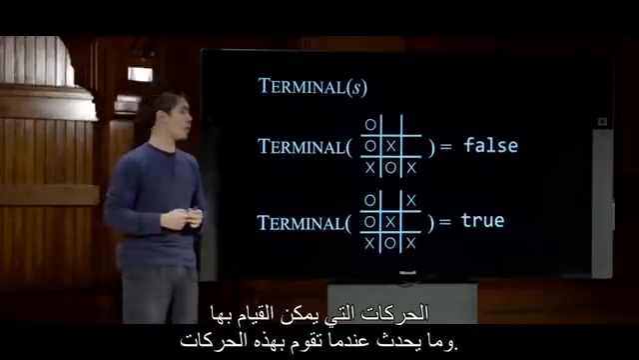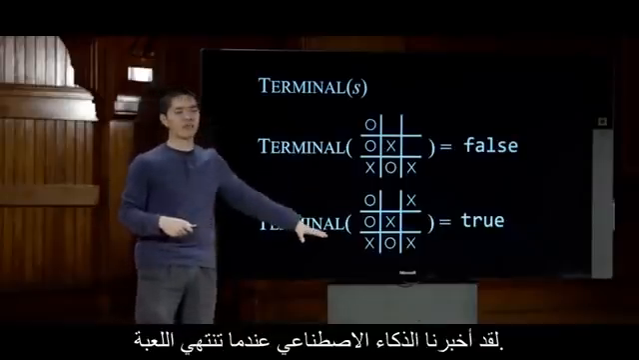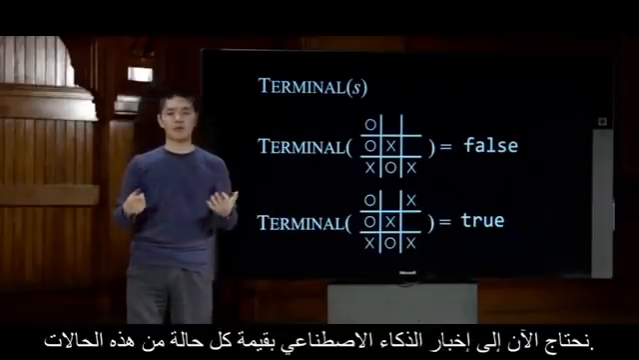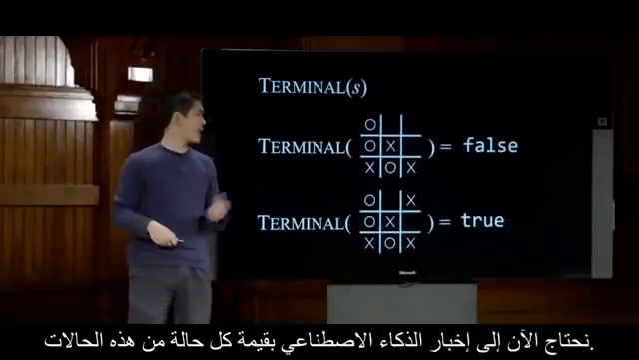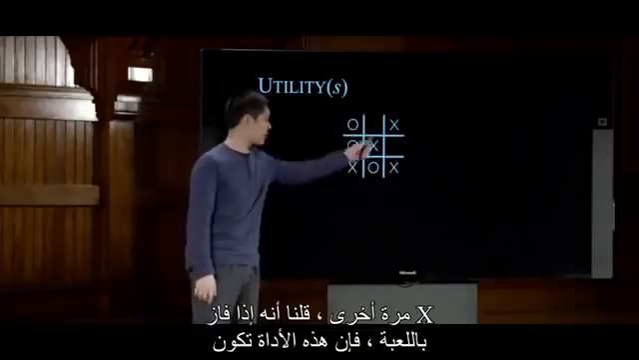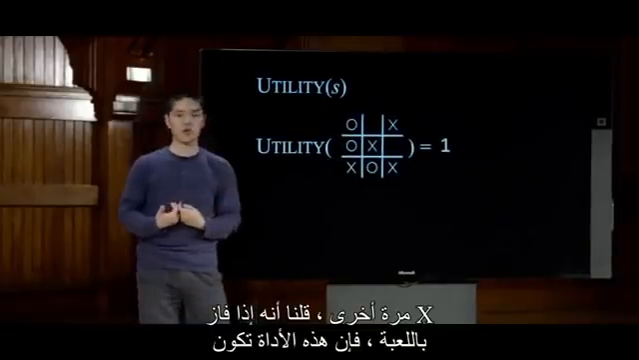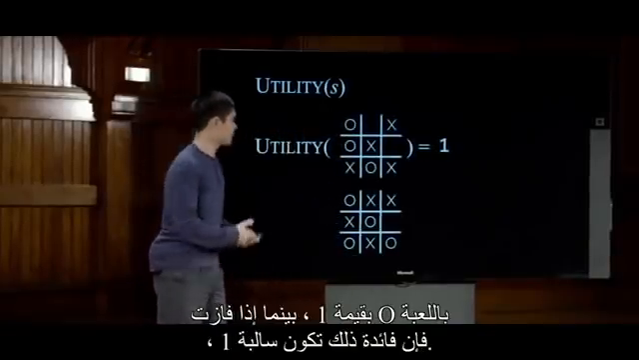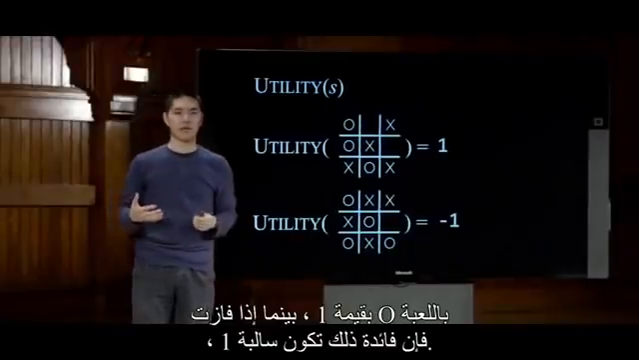And finally, we've told the AI how the game works in terms of what moves can be made and what happens when you make those moves. We've told the AI when the game is over. Now we need to tell the AI what the value of each of those states is. And we do that by defining this utility function that takes a state s and tells us the score, or the utility, of that state. So again, we said that if X wins the game, that utility is a value of 1, whereas if O wins the game, then the utility of that is -1.